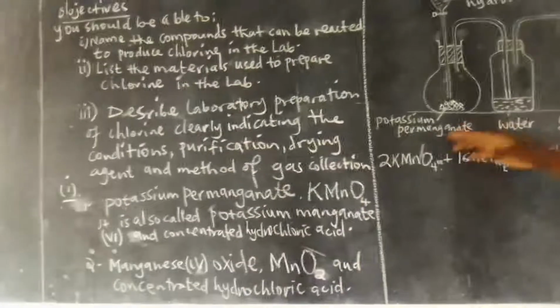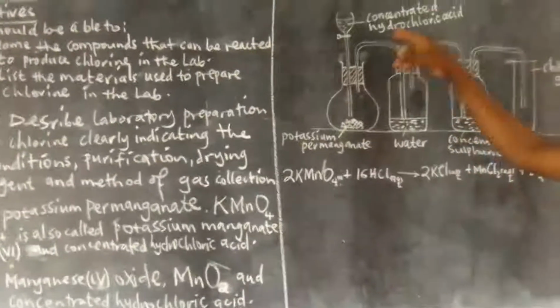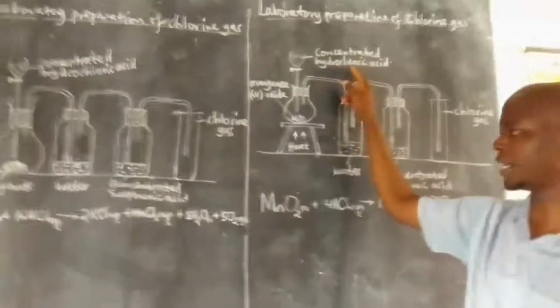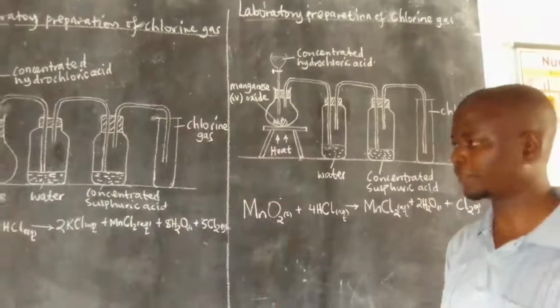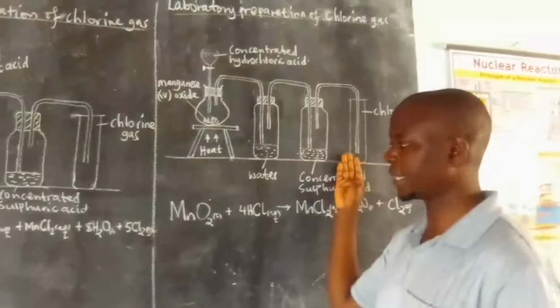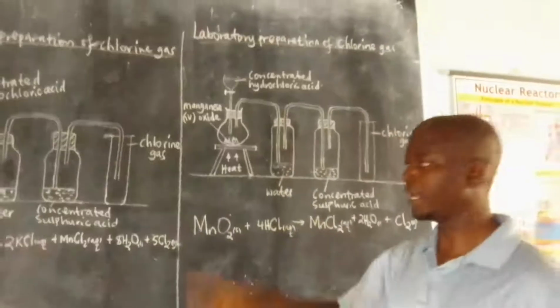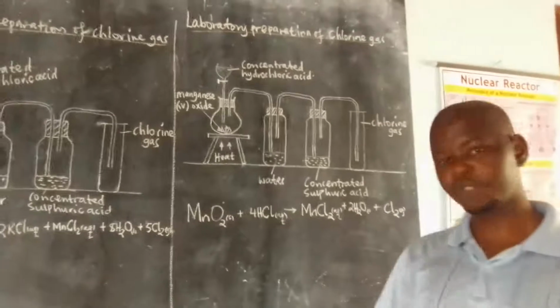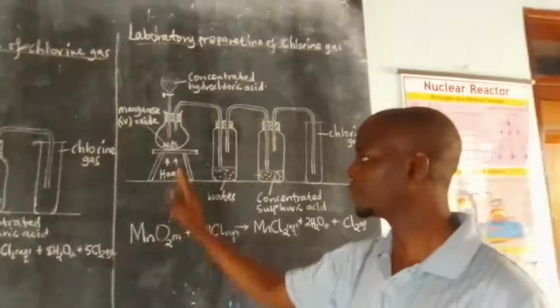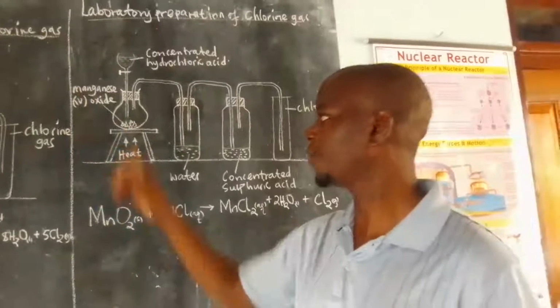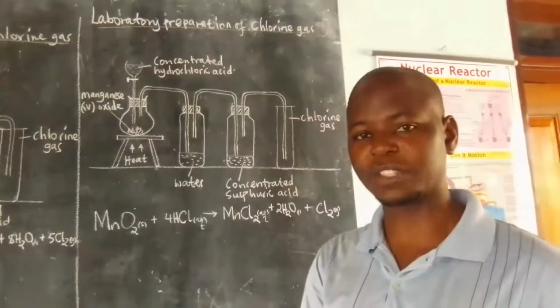If you don't use potassium permanganate and the concentrated hydrochloric acid, you can use concentrated hydrochloric acid and manganese oxide. We use the same apparatus and the procedures are similar. There is one difference in these two preparations. When we use manganese oxide, carry out heating because manganese oxide is a weak oxidizing agent.